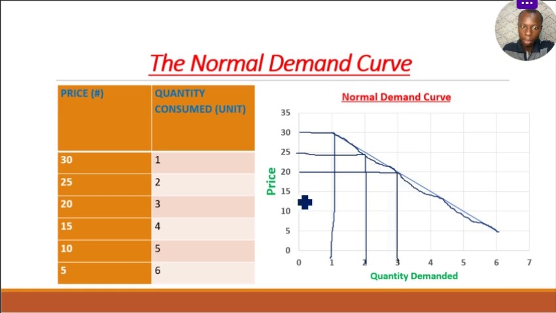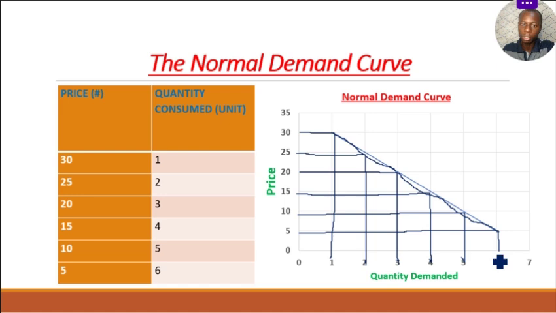When the price decreases further to 15, you demand 4 quantities. When the price decreases to 10, you demand 5. And finally, when the price decreases to 5, you demand 6 quantities. So it shows you the negative relationship between the quantity demanded and the price.